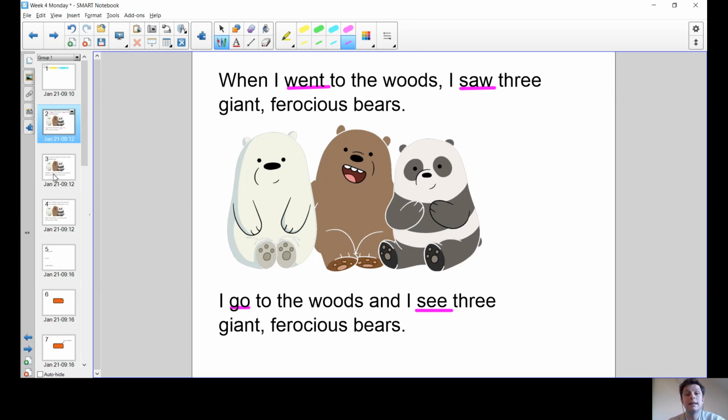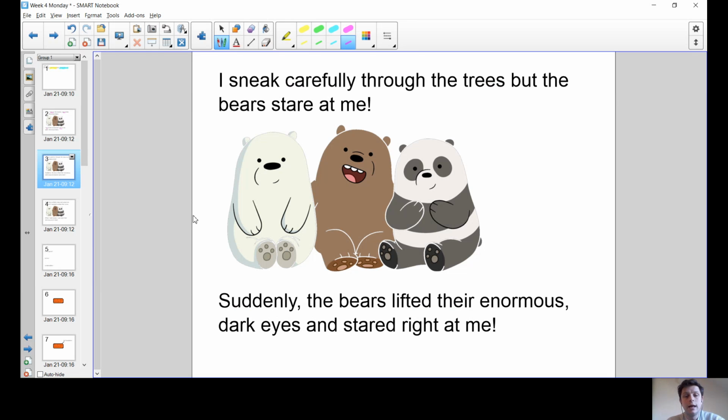Let's look at 2 more. Once again, have a look and see if you can figure out which is past and which is present tense. I sneak carefully through the trees, but the bears stare at me. That's the first sentence. Second sentence: suddenly, the bears lifted their enormous dark eyes and stared right at me. Once again, pause the video here, and think about which one's present and which one's past.